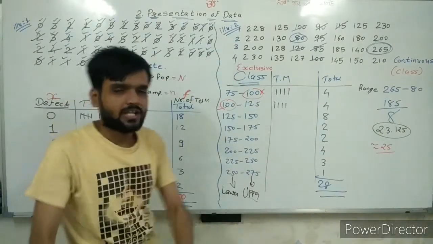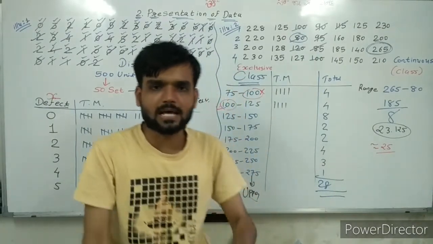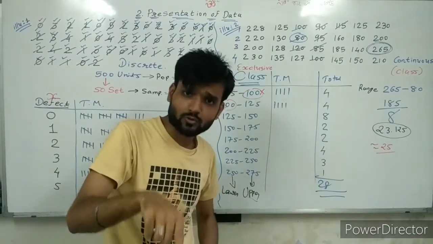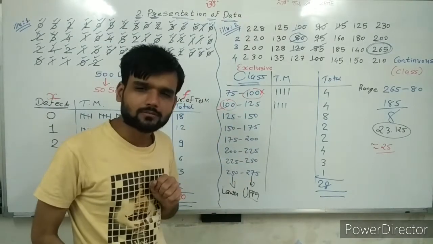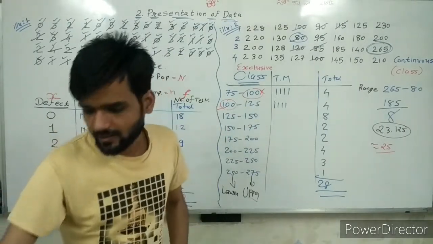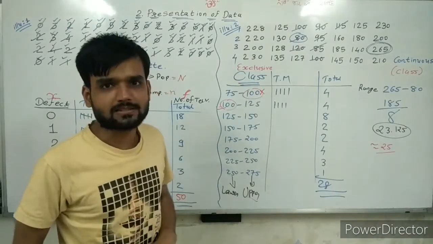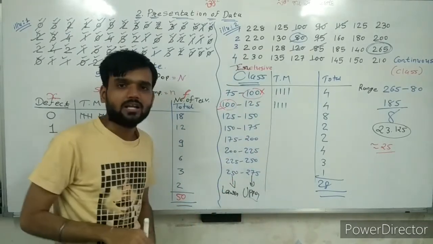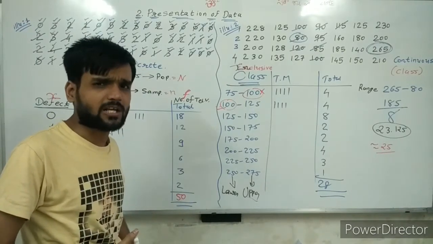What is the most important matter in this sum? Exclusive class. Here two types of continuous frequency distribution are possible. First is exclusive class, second is inclusive class. Now sir, exclusive means the upper boundary is not included. Inclusive means it's included. Simple. Now what do we do if we want to make inclusive class? Instead of exclusive, I want to make inclusive class. Then how can I make it?